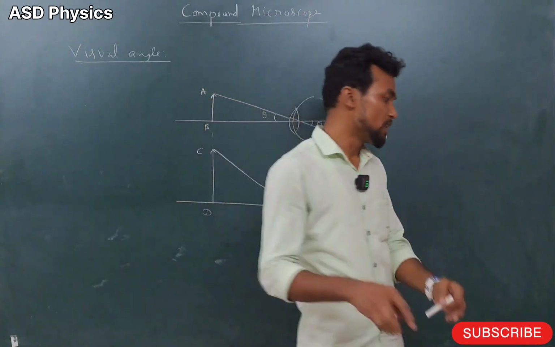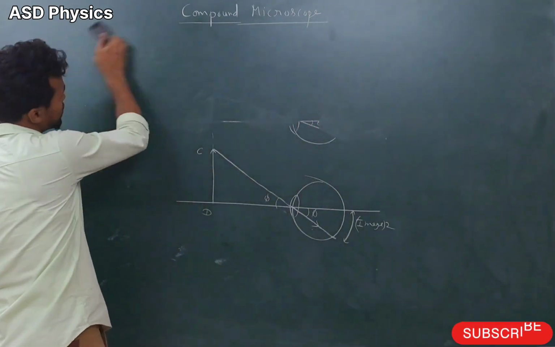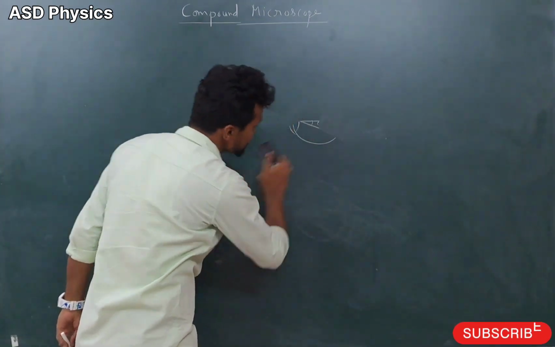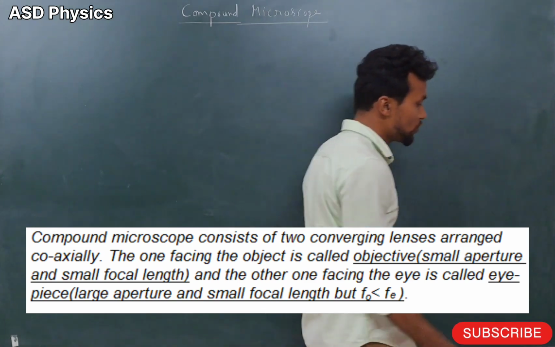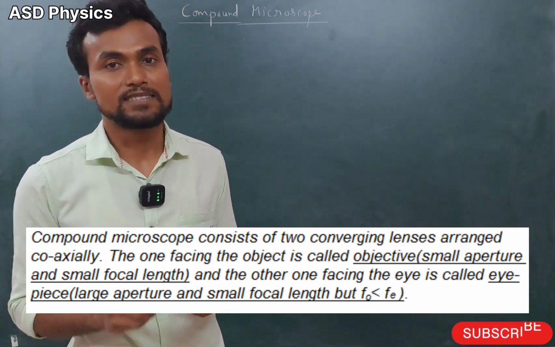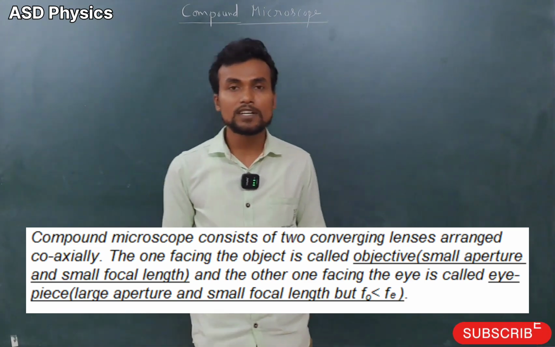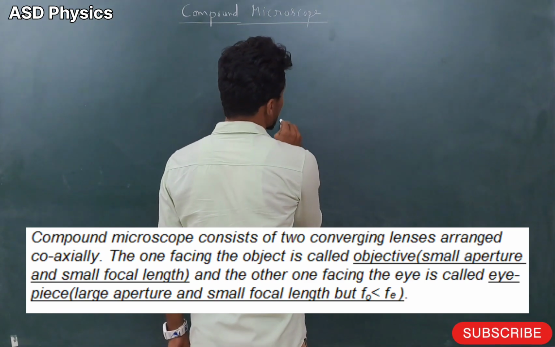Now you know very well, in a compound microscope how many lenses are there? Just guess. Yes, you are correct. In a compound microscope we have two converging lenses, or we can say two convex lenses. One lens is called the objective and another lens is called the eyepiece. I will just draw the diagram here.